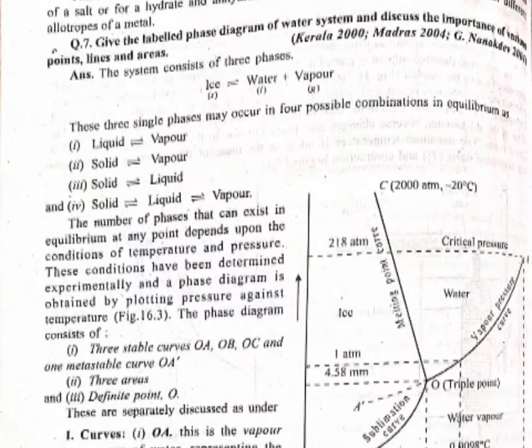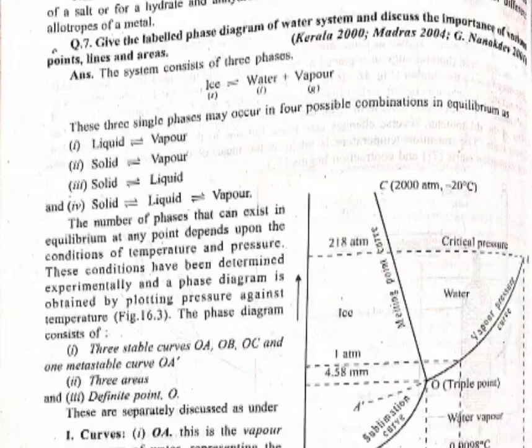Let's start with the water system. The system consists of three phases: ice, water and vapor. The three phases may occur in four possible combinations of equilibrium: liquid-vapor, solid-vapor, solid-liquid, and solid-liquid-vapor. The number of phases that can exist in equilibrium at any point depends upon the conditions of temperature and pressure. These conditions have been determined experimentally, and a phase diagram is obtained by plotting pressure against temperature.